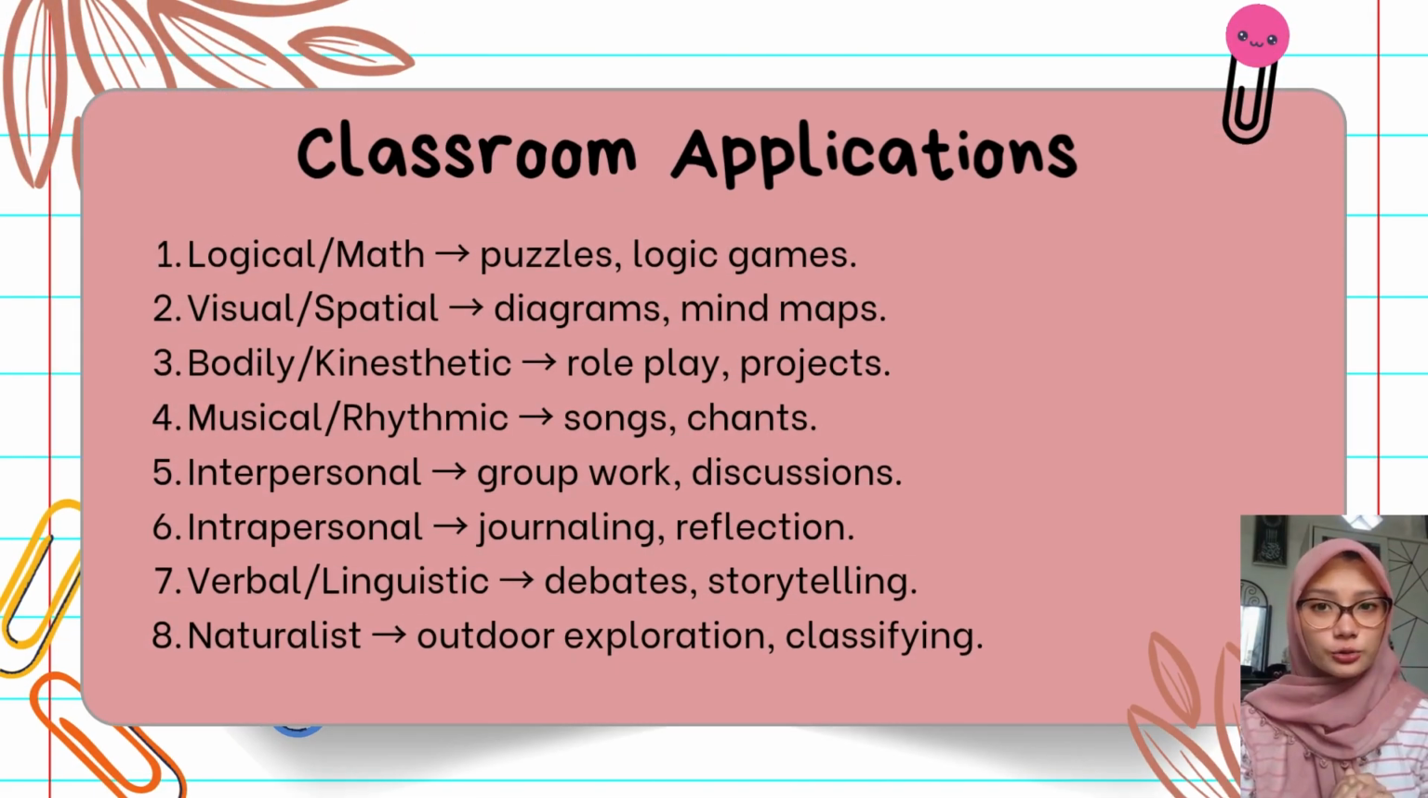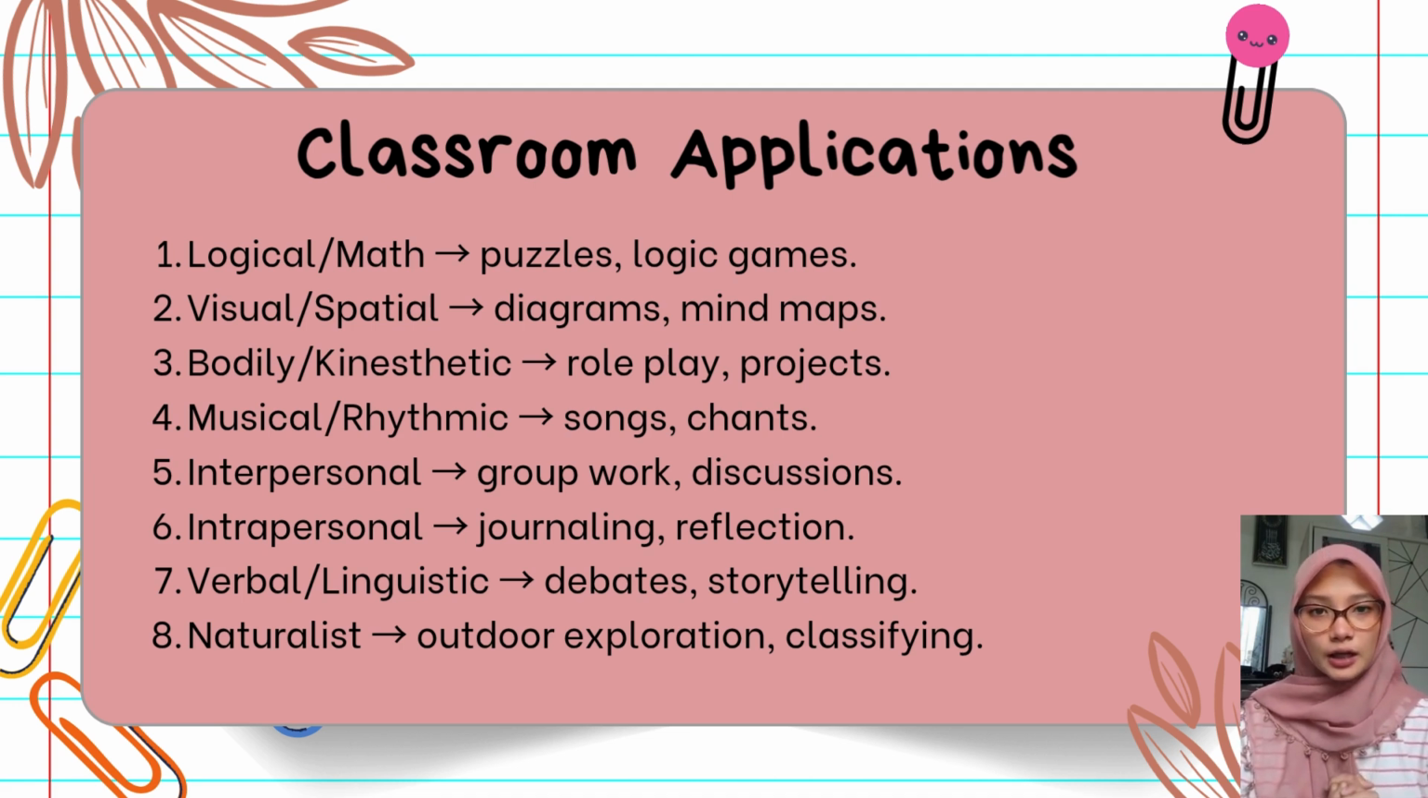Now, let's move to classroom application. This slide shows how each type of intelligence can be applied in classroom activities. For example, students with logical or mathematical intelligence can learn best through puzzle and logic games because they enjoy solving problems and reasoning. Next, visual or spatial learners prefer using diagrams or mind maps to understand information better. Body or kinesthetic learners enjoy role play and projects because they like learning by doing and moving.